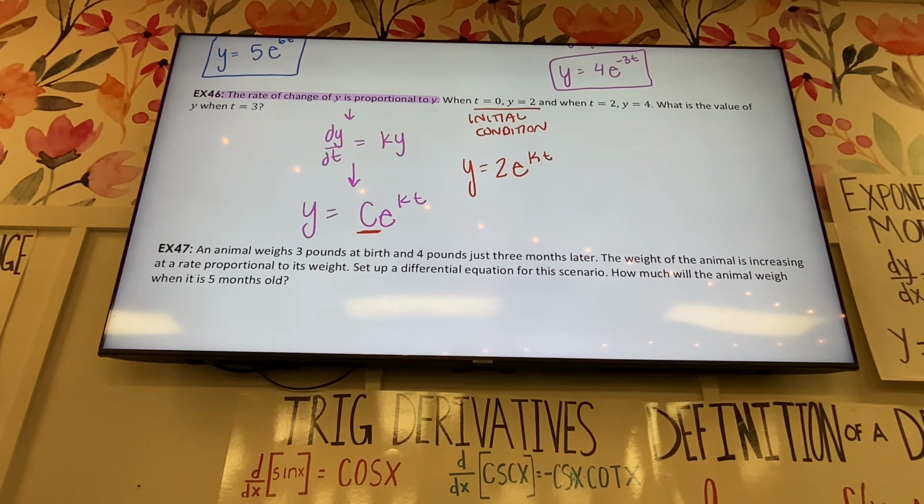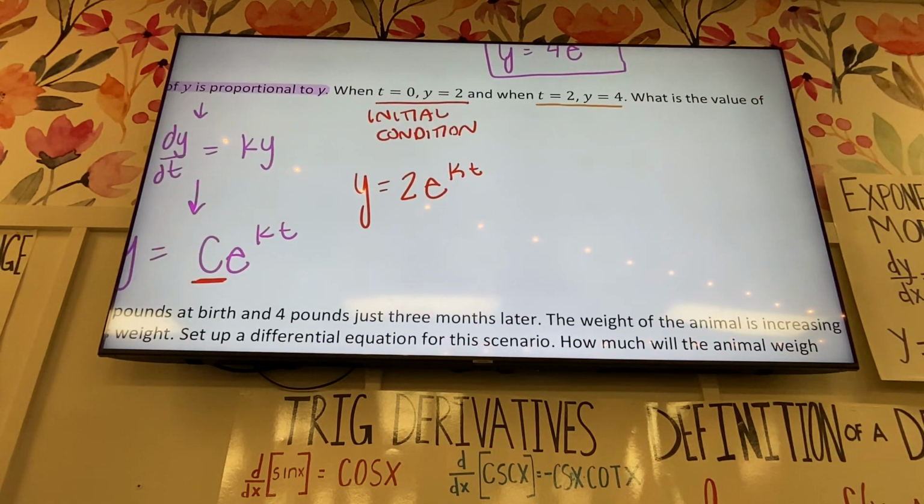Okay, now on this one, it doesn't give me my constant of proportionality. It doesn't say that it is proportional. It doesn't give me that coefficient. But what it does give me is this second point. And so I'm going to use this second point here to find k.